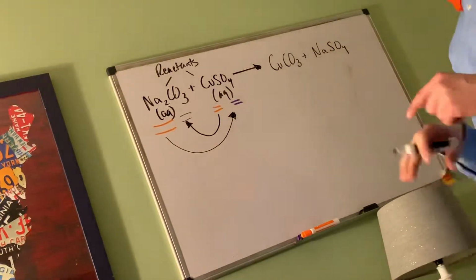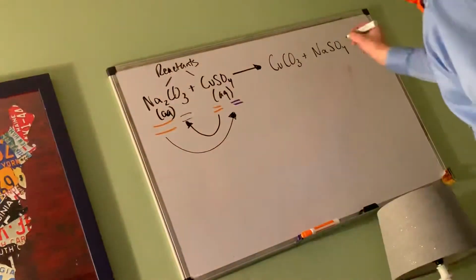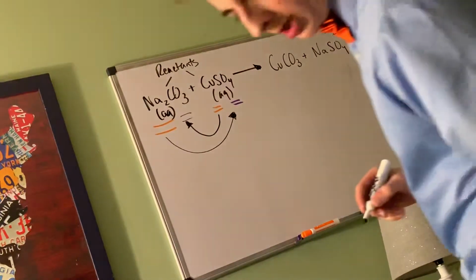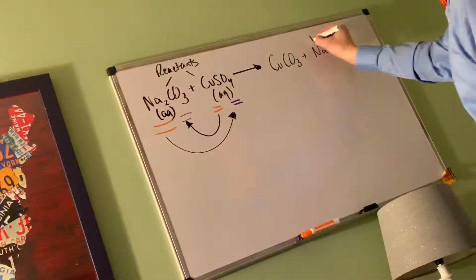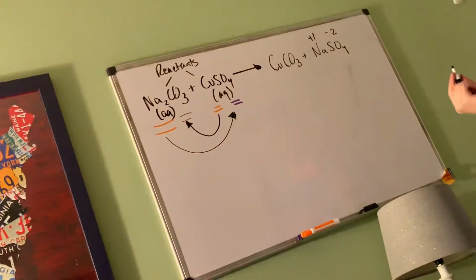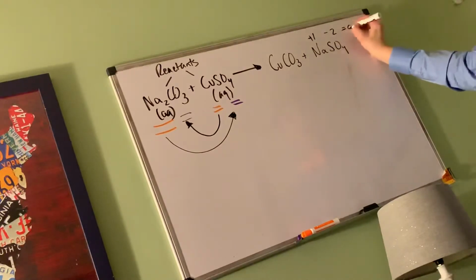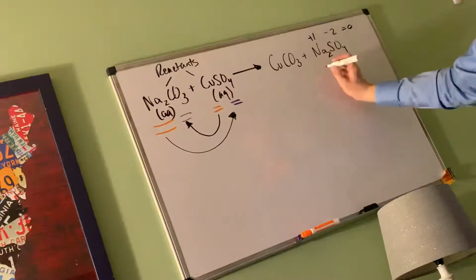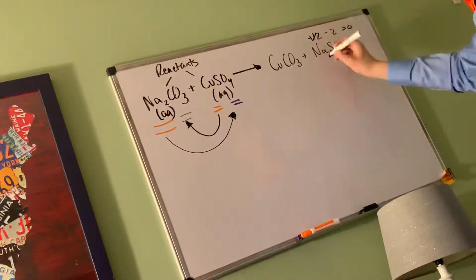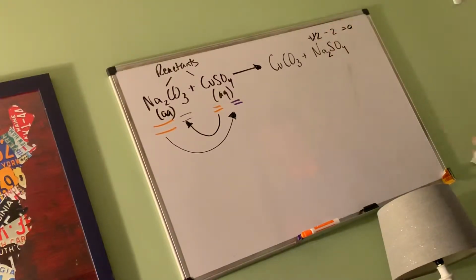Now we have to identify the charges. That's sulfate, and sulfate is -2. And sodium is +1. That's not correct, because we have to get this to equal 0. We want to make this a 2, so we put a 2 here. This changes to +2, and 2 minus 2 equals 0.